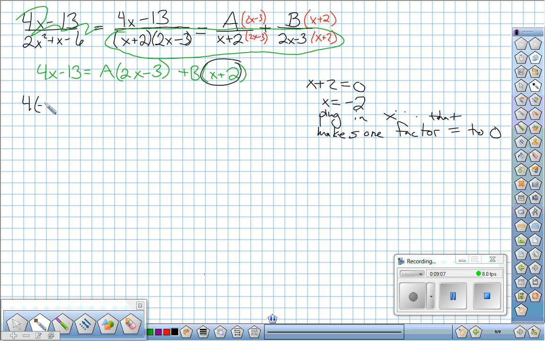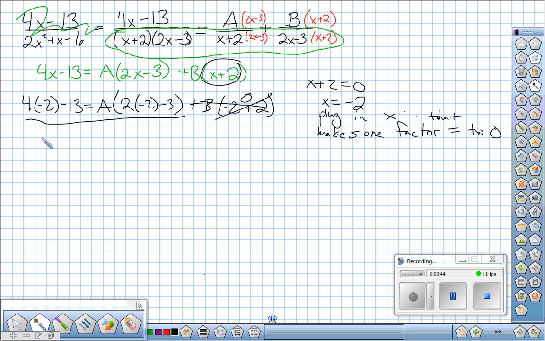Okay, so what's going to happen when I plug in negative 2, I will have 4 times negative 2 minus 13 equals A times 2 times negative 2 minus 3 plus B times negative 2 plus 2, which will be 0. So this whole thing will multiply to 0, and I'm really not adding anything on at the end. And that's why we do that. Now if I check out everything that I have left over here, I only have one letter to solve for. I don't have x's or b's, I just have an a that I can solve for.